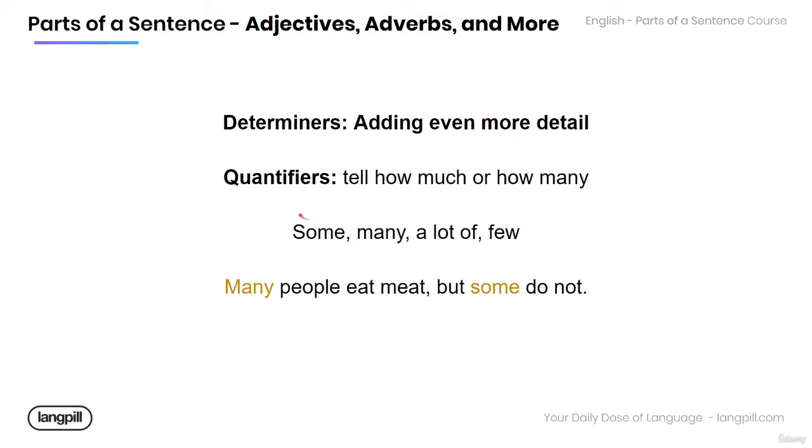We also have quantifiers. Quantifiers tell us how much or how many. So we have some, many, a lot of, few. These are all quantifiers. Many people eat meat, but some do not. So many and some are telling us how many, right? How many people? Many people. How many do not? Some do not.